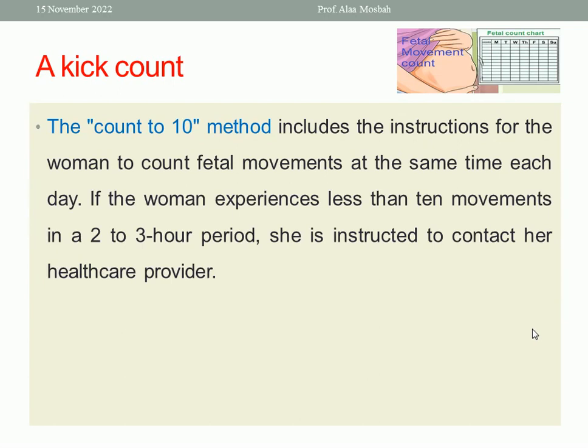What about the count to 10 method? In the count to 10 method, you ask the woman to count the fetal movement at the same time each day. If the woman experiences less than 10 movements in a 2 to 3 hour period, she is instructed to contact her health care provider.